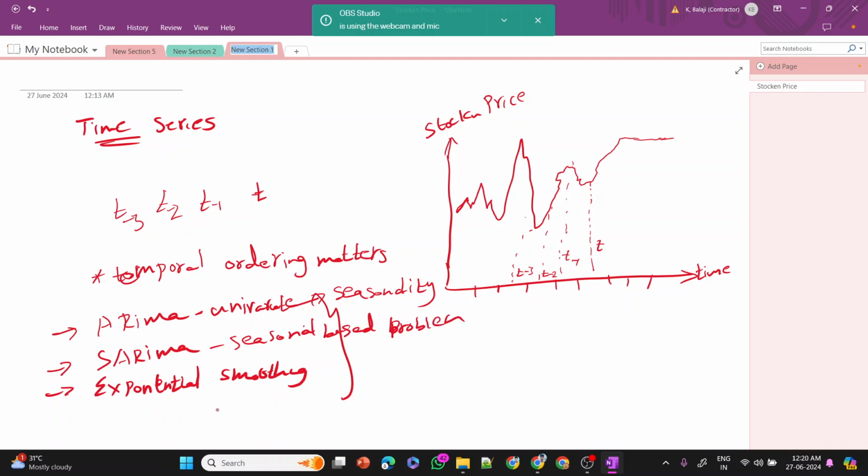So there is another model, exponential smoothing. This model will analyze level, trend, and seasonal components using the exponential smoothing technique.